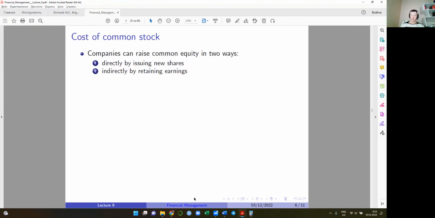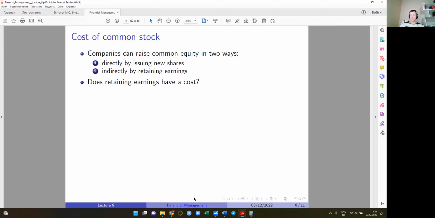More common practice is when firms indirectly increase their common equity by retaining earnings. So they are not paying dividends to the stockholders, or they are not paying the whole earnings in the form of dividends, 100%. So they are paying some part of earnings as dividends, and some part of earnings is retained, increasing common equity.